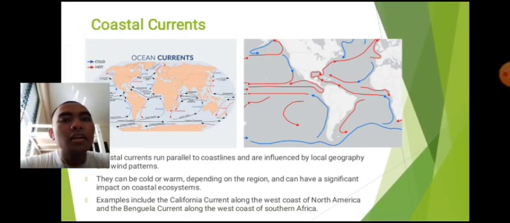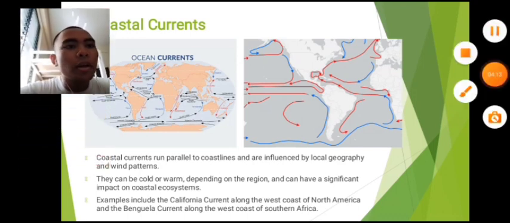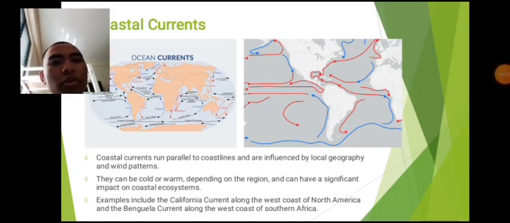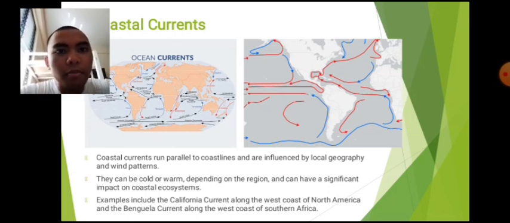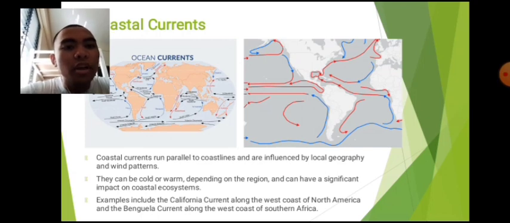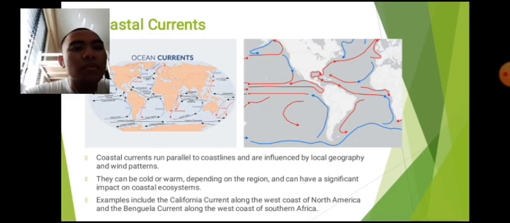Next is the coastal currents. Coastal currents run parallel to coastlines and are influenced by local geography and wind patterns. They can be cold or warm depending on the region and can have a significant impact on coastal ecosystems. Examples include the California Current along the west coast of North America and the Benguela Current along the west coast of Southern Africa.